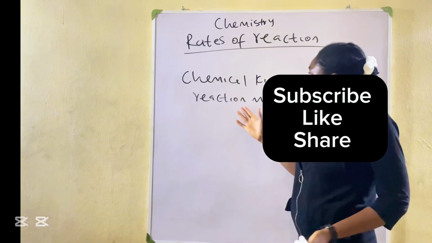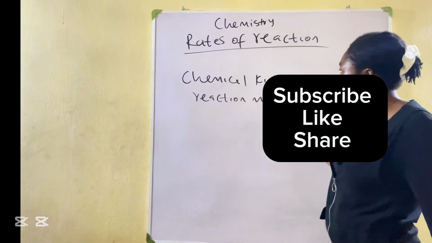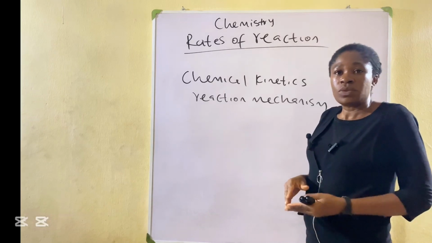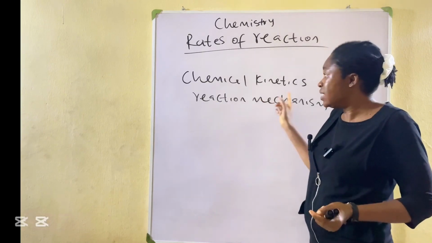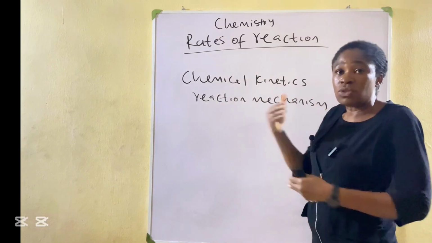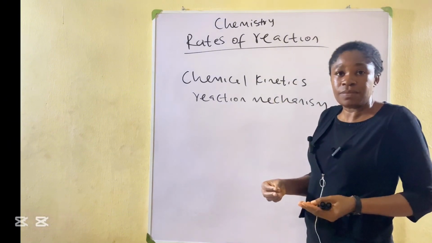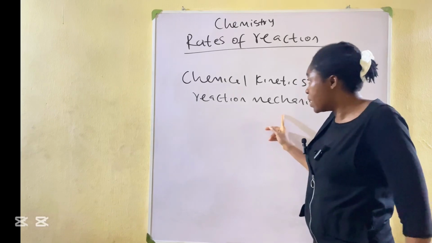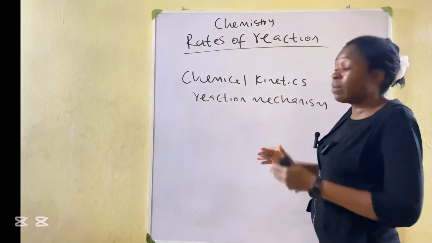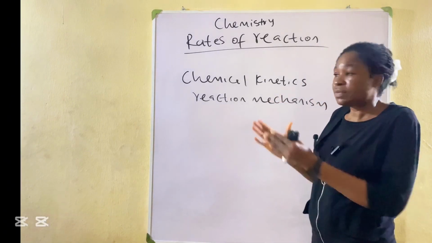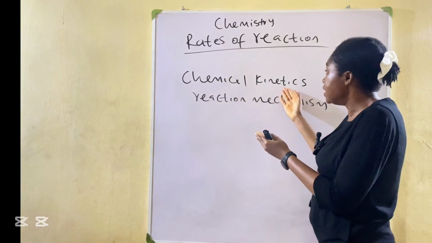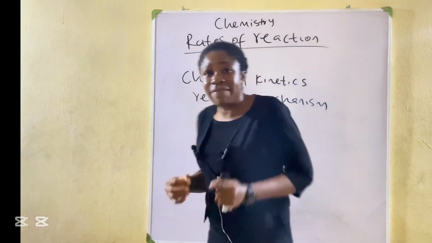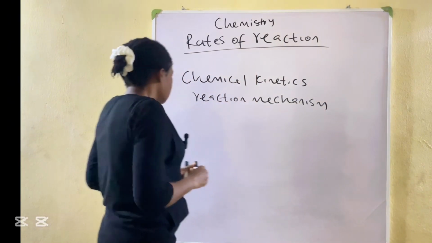Okay, looking at the following terms: chemical kinetics and reaction mechanism. So chemical kinetics is the study of the rate of chemical reaction. That's chemical kinetics. Reaction mechanism is the route through which a reaction proceeds to yield products. That's a reaction mechanism. So you can say that rate of chemical reaction embodies the study of chemical kinetics and the reaction mechanism.